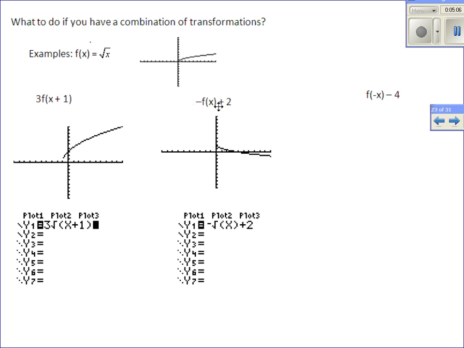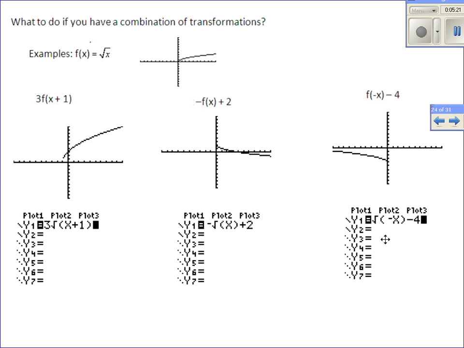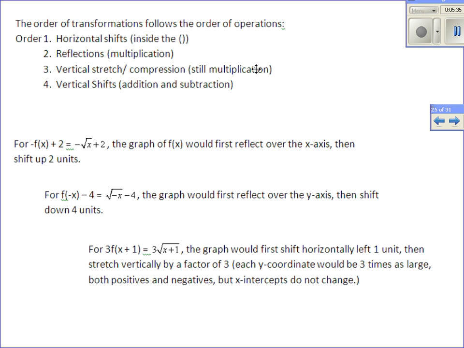Then negative f of x plus 2, it's flipped over, and it's shifted up. F of negative x subtract 4, so I'm replacing the x with negative x, I'm subtracting the 4, so that would be the square root of negative x subtract 4. A couple things have happened here. It's flipped over the y-axis, and it's also down 4. And the order here is important, so let's step back a minute and talk about that.